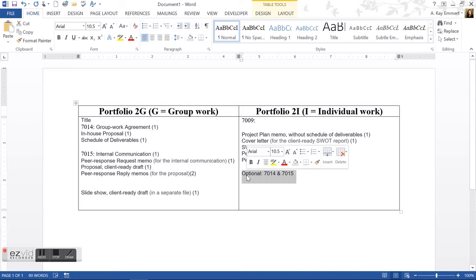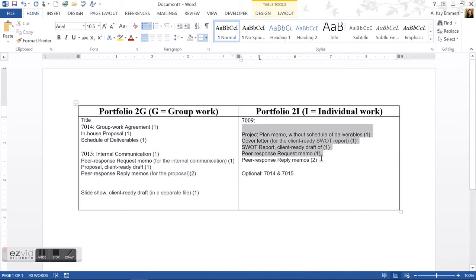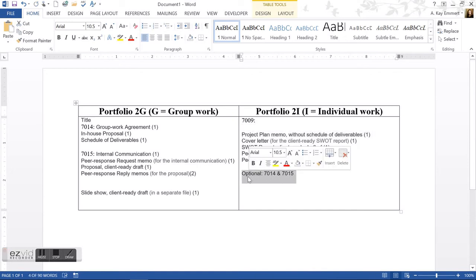So if I start reading it and I compare it to your group version and it looks basically the same except some cosmetic changes, that's not going to help you, okay? So don't waste your time and mine with cosmetic changes, okay? So in Portfolio 2I, the main thing you should focus on is revising these main documents. They will make up the bulk of your grade for 2I. And then if you have time, you can consider whether or not you can make substantial improvements over the 7014 and/or 7015 documents, okay?